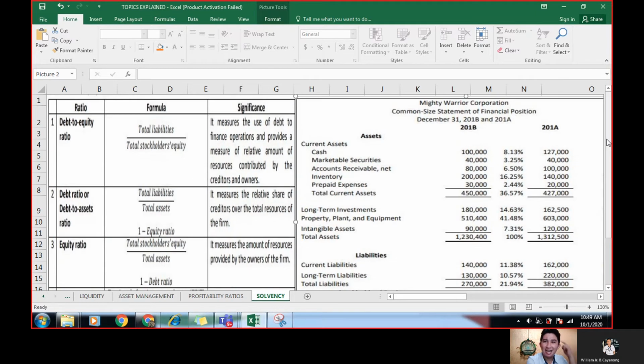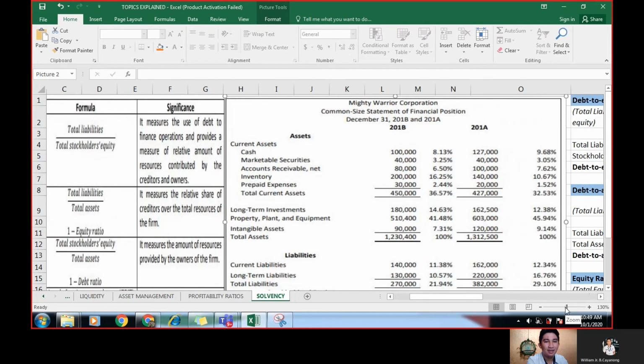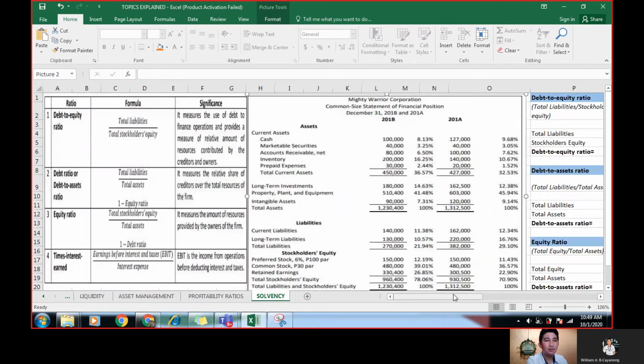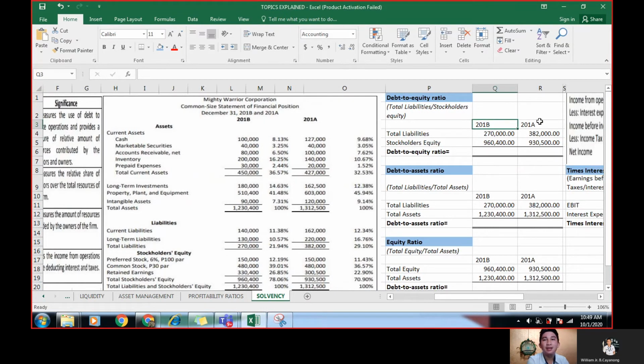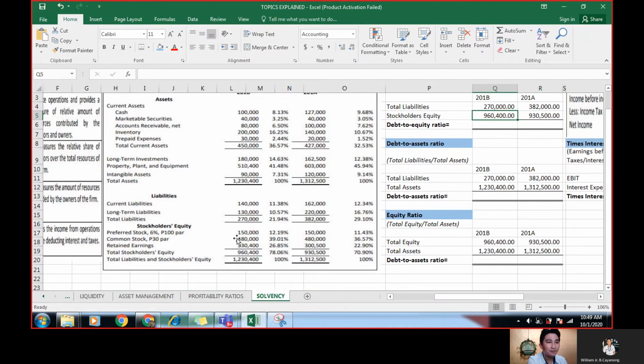Now, to further analyze these formulas, let's have an example. Okay? Ayan. So here, we have the balance sheet and we have now the different formulas for this. So debt to equity, we will use both years, the current and the previous year. So the total liabilities here is 270 from the current and 382 from the previous. Our total stockholders' equity is 96400 on the current, 93500 on the previous.